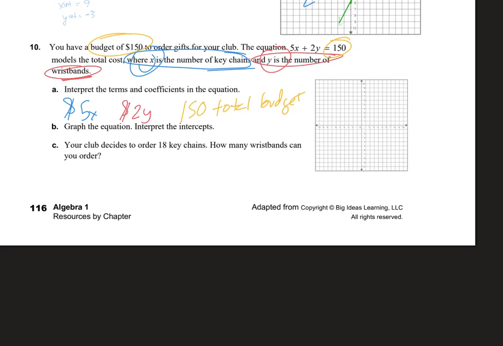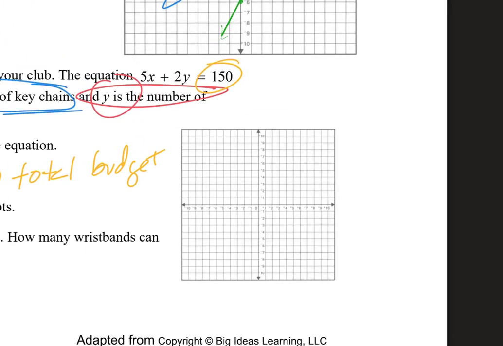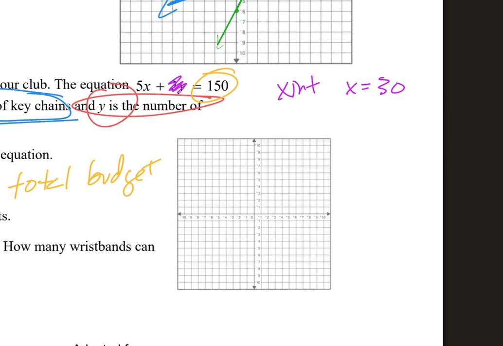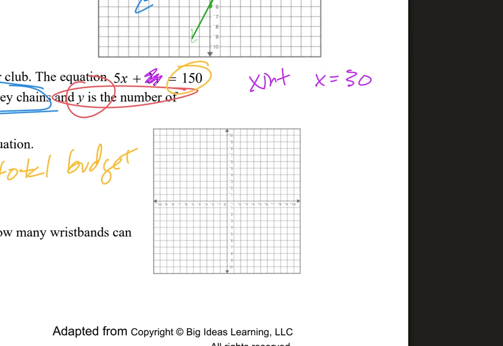Graph the equation, interpret the intercepts. Gotcha. The x-intercept is, x is 30. So notice our graph doesn't go up to 30. What are we gonna do? Well, we'll figure that out in a sec. And then the y-intercept. I don't know why I decided to change colors completely, but the y-intercept is 75.